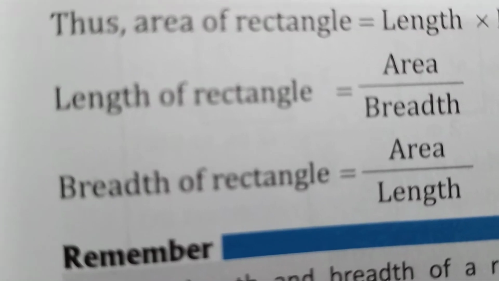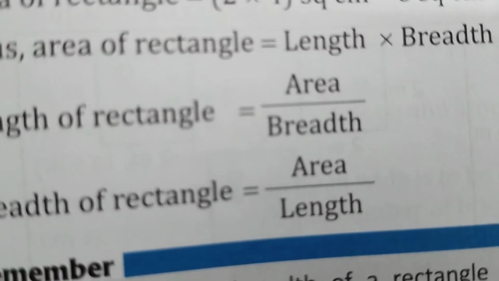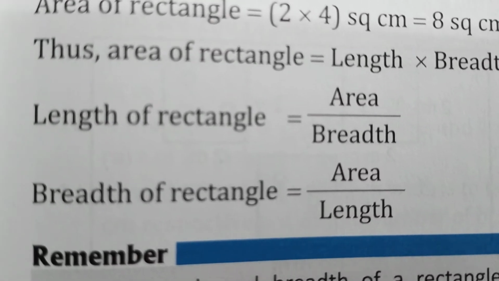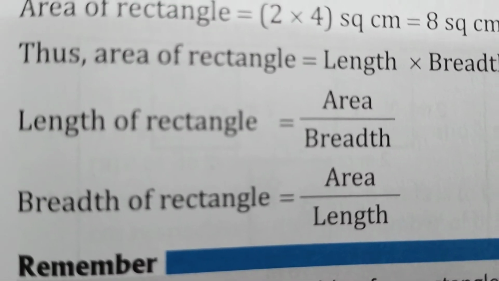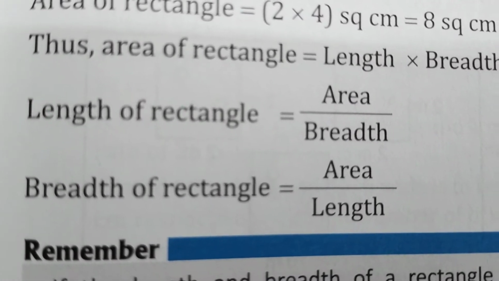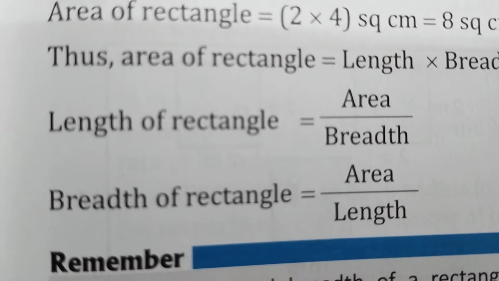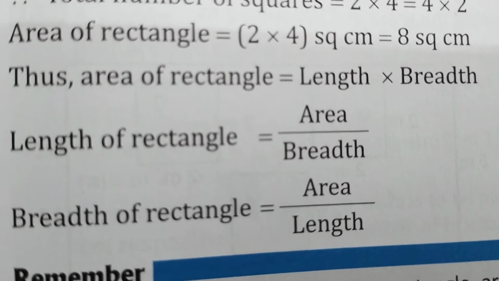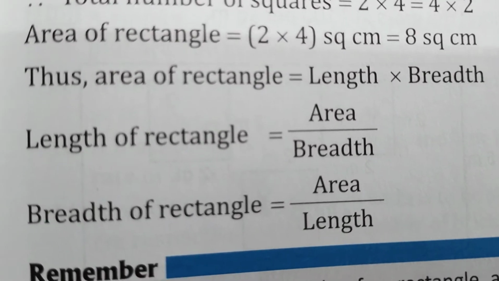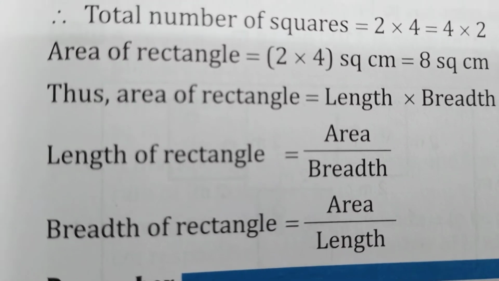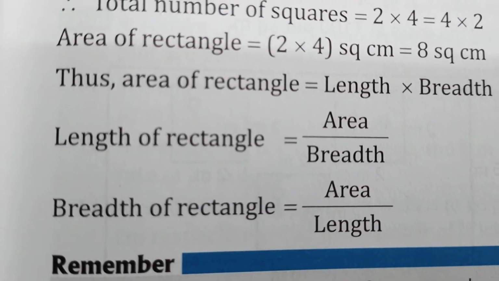So the area of a rectangle is equal to length into breadth. If you want to calculate the length of a rectangle, then it is area divided by breadth. If you want to calculate the breadth of a rectangle, then we use area divided by length. You see, these two are very important.